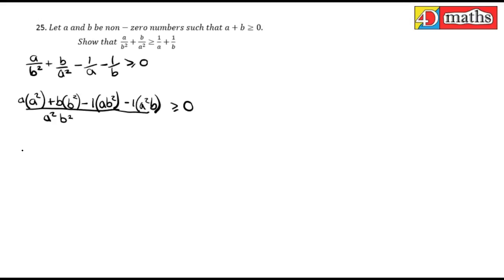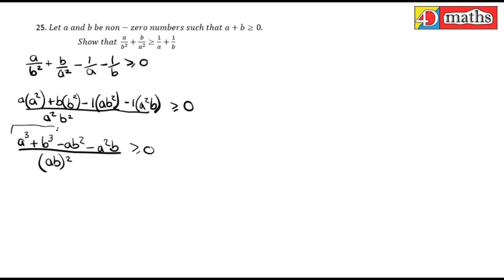Okay, so I'm going to tidy this up. a times a squared is a cubed, plus b times b squared is b cubed, minus a b squared minus a squared b, all over a squared b squared. I just wrote that a little bit differently. That's a squared b squared, greater than or equal to 0.